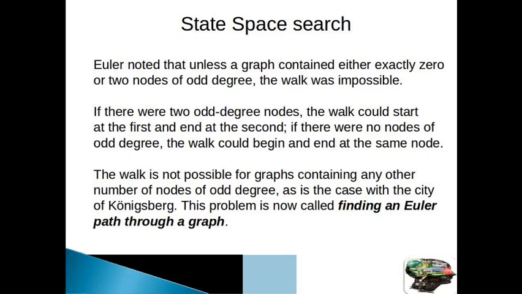As is the case with the city of Königsberg, the problem is now called finding an Euler path through a graph. In this case, it is not possible to have a walk around without traveling at least redundantly on one bridge, repeatedly on one bridge, because all these nodes are having odd degrees of more than 2.